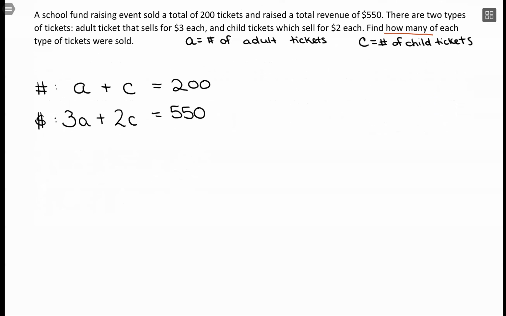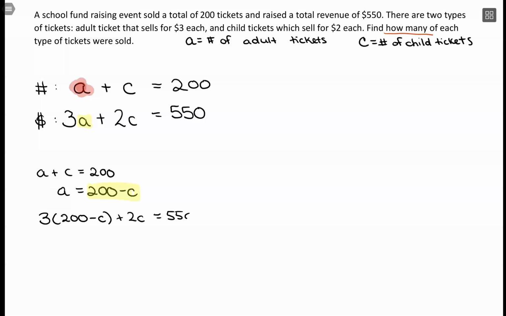Okay, with this one, I'm going to go ahead with substitution method because I can solve for a variable pretty easily there. So I'm going to solve for A. If I take that A plus C equals 200, I can solve if I subtract C from both sides. I have A is the same thing as 200 minus C. So what I'm going to do is take what I just found there, that A is the same thing as 200 minus C, and substitute it into the other equation. So I'm going to go 3 times (200 minus C) plus 2C equals 550.